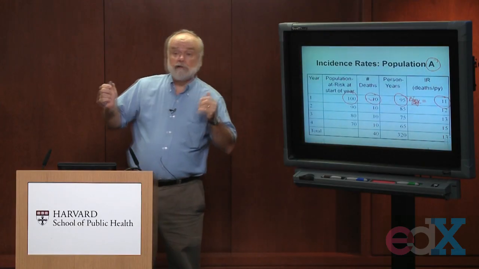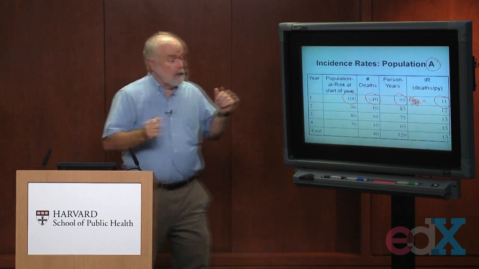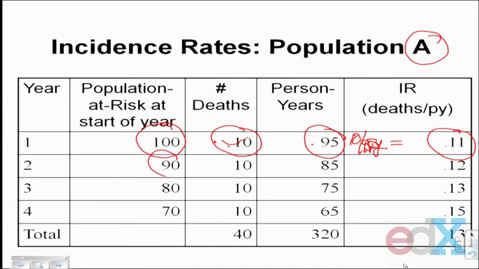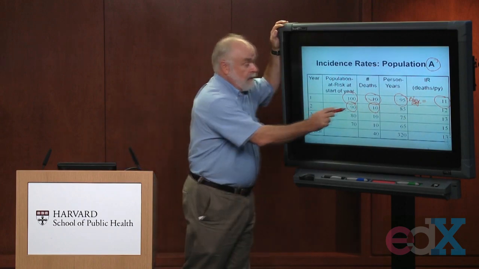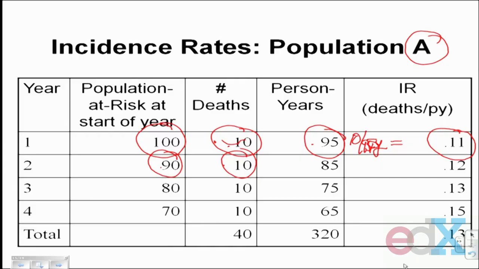Now what's the incidence rate during the second year? Second year, we have 90 people still alive and kicking. They're at risk for dying in the second year. 10 people are no longer at risk. They've died already. Of those 90 people, 10 died. How much person time would I expect to see in the second year? Well, if 10 died out of 90, that means 80 survived.